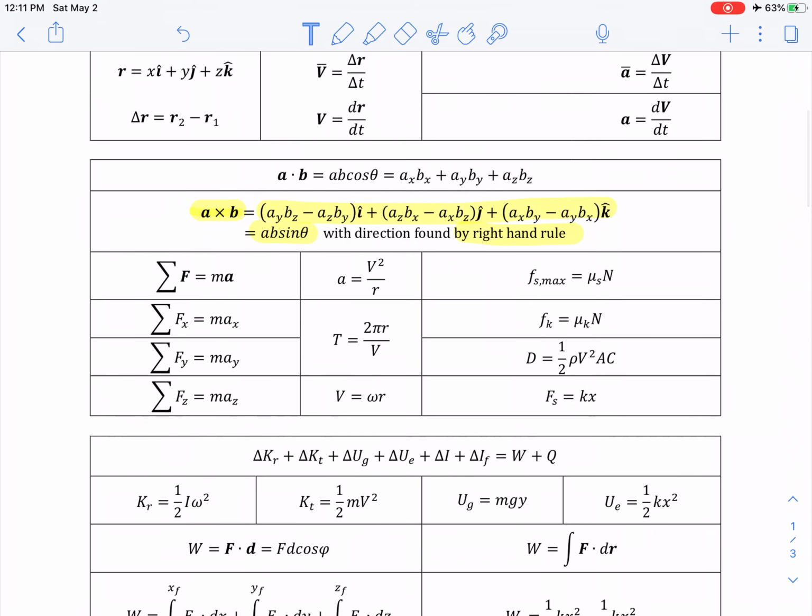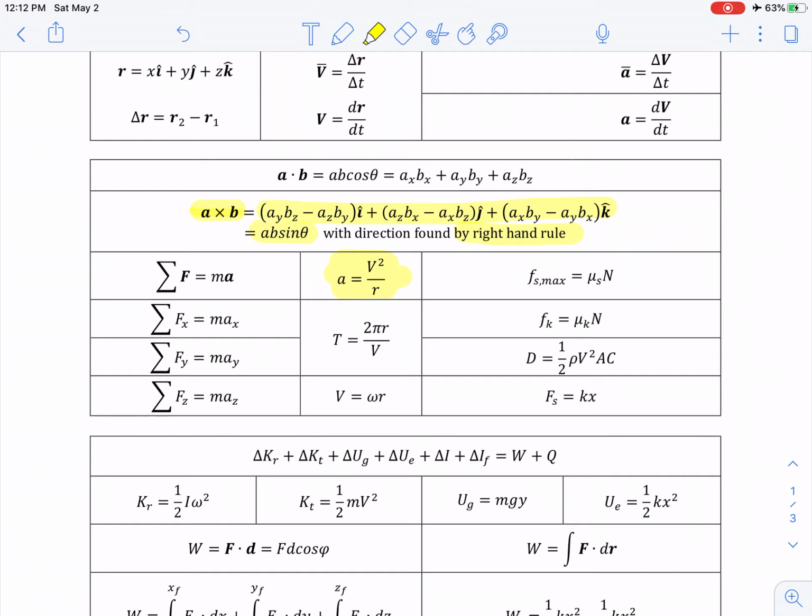Another thing is, these are from chapter 3, dot product and then cross product, and then the forces are from chapter 5 and 6. We still kind of use this equation too. If you recall, this comes from the circular motion, right?